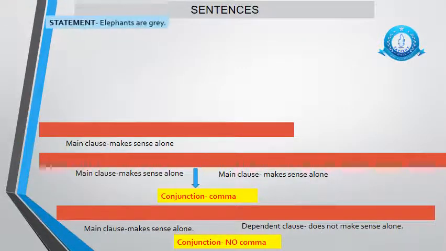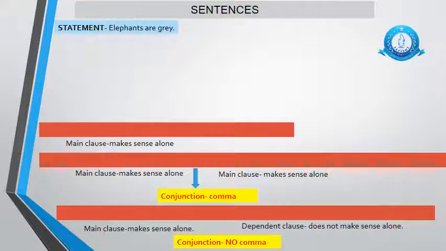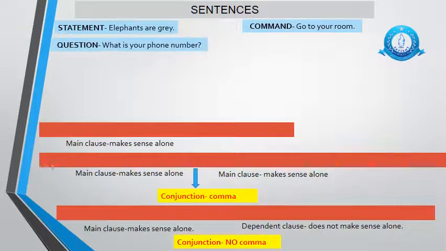So, we have different types of sentences. One example, statement: Elephants are grey. Just telling you that elephants are grey, that's it. Another one, command: Go to your room. You have a question: What is your phone number? You have an exclamation: Shut the door. Okay, these are your different sentence types.